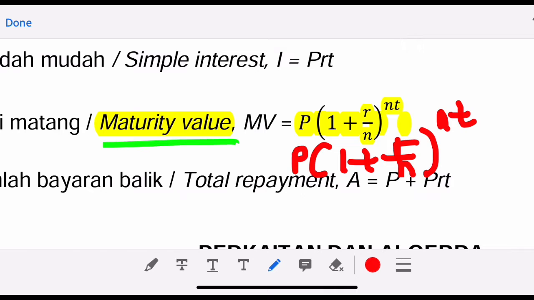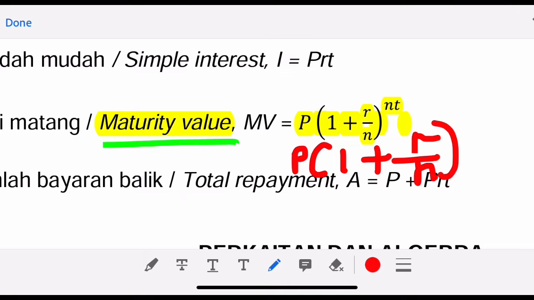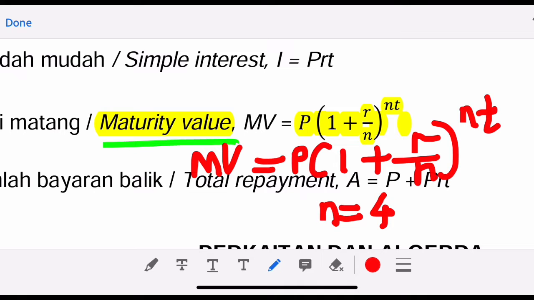So the n here is very important. How are you going to know the n value? It depends on the question itself. If the interest is compounded quarterly, quarter means n is 4. That means in 1 year you get the interest 4 times. Every quarter, every 3 months you get the interest. So 1 year has 12 months, so you get 4 times of the interest. That is so-called n.